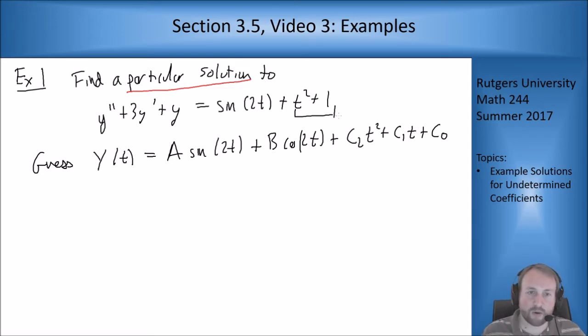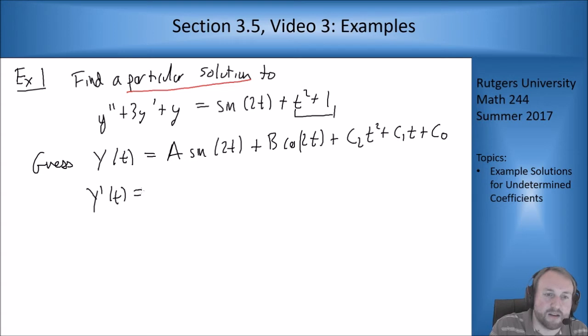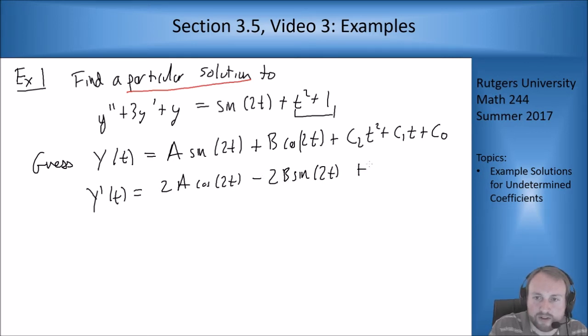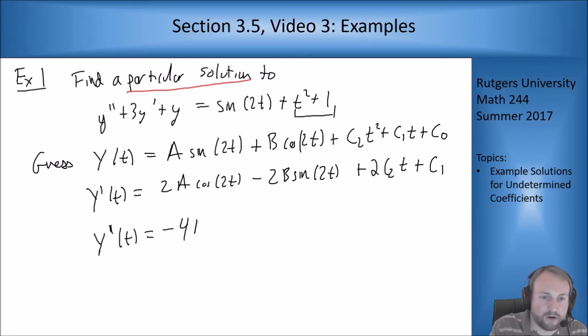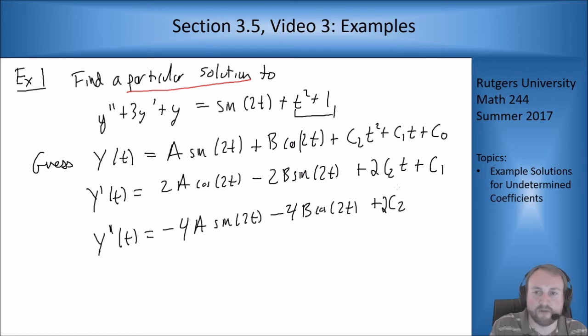So now what I have to do is take derivatives of this and then plug them into my equation. So y prime of t is going to be 2a cosine of 2t minus 2b sine of 2t plus 2c2 t plus c1. And y double prime of t is going to be negative 4a sine of 2t minus 4b cosine of 2t plus 2c2 from taking derivatives of the t function. And I want to take all of that and shove it in my equation.